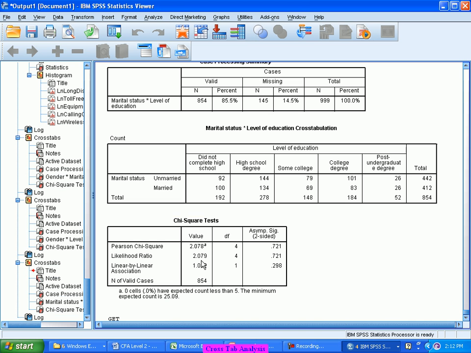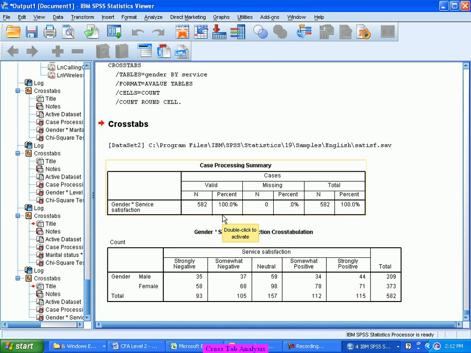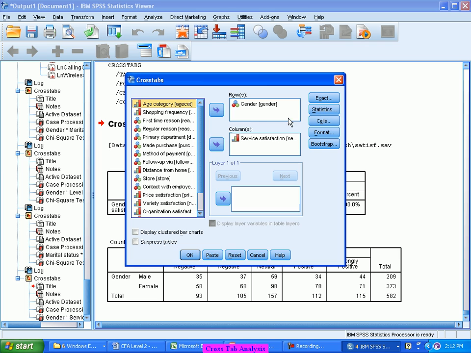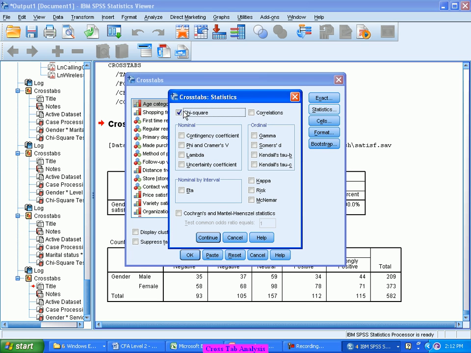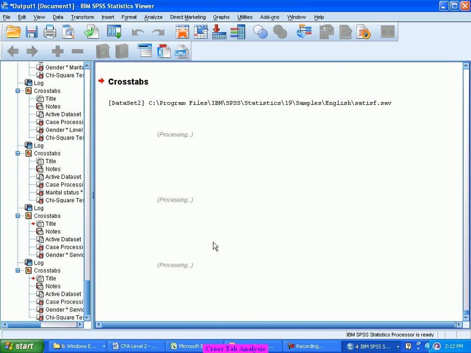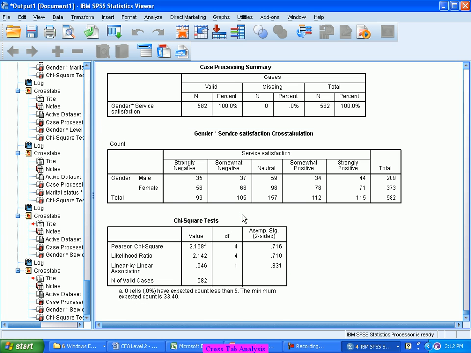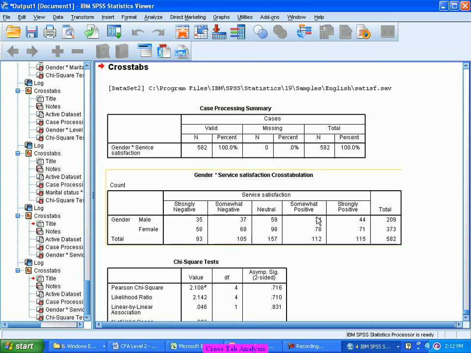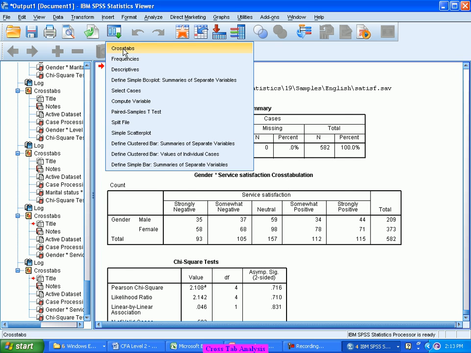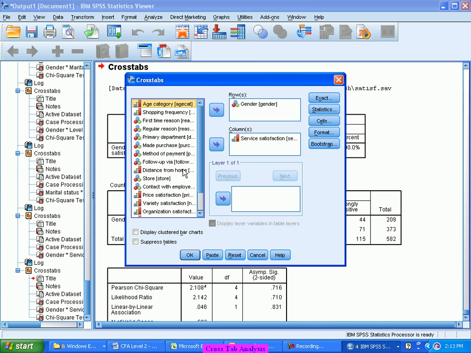Again the same thing if I do. Oh, I did not select chi-square here. Statistics, test, chi-square. Okay, in this case also it is 0.71, which is showing more or less uniform. Alright, then let me do store wise.